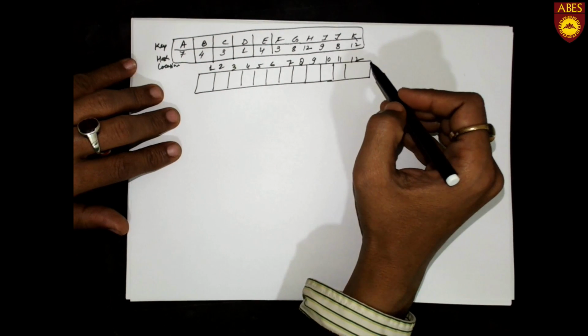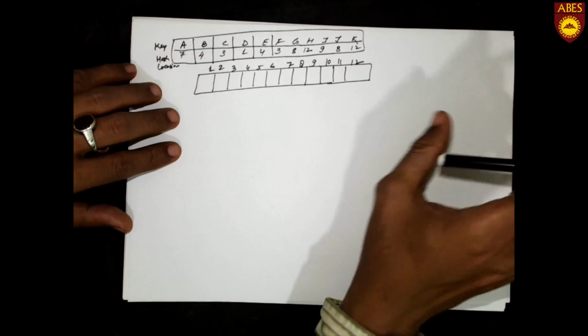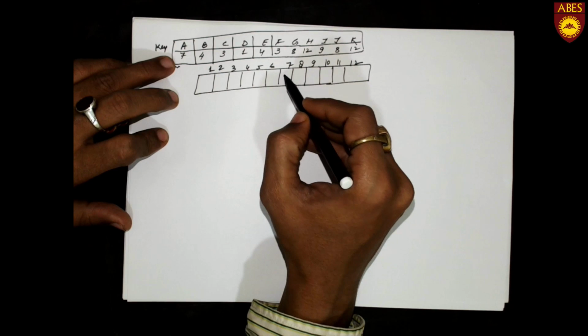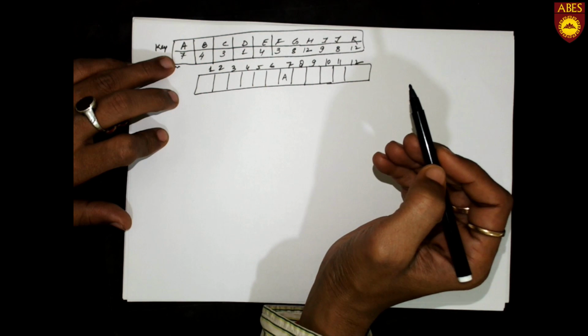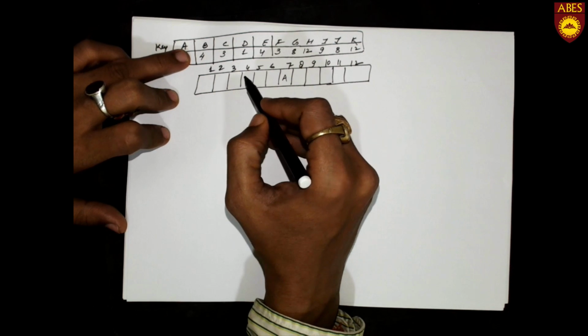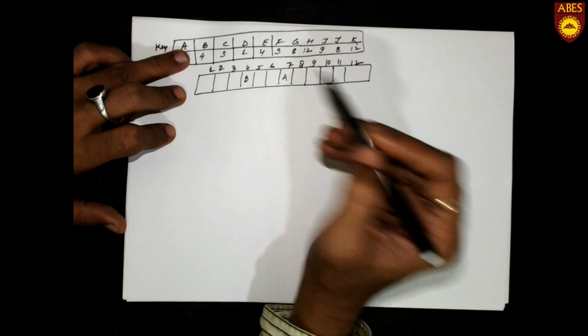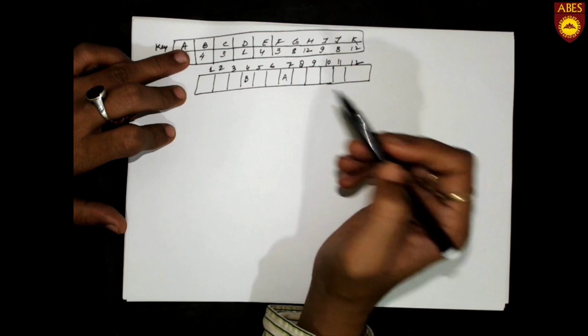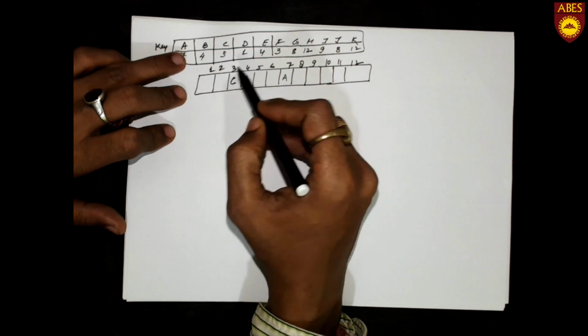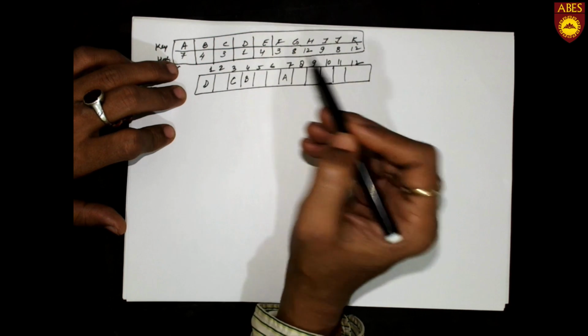So let us understand how we are storing the elements in the hash table. A has a hash location 7, so we will store A at location 7. This location is free, so we can store it here. B has location 4, B will be stored here because this location is free. C has location 3, so C can be stored here. D has location 1, so D can be stored here.